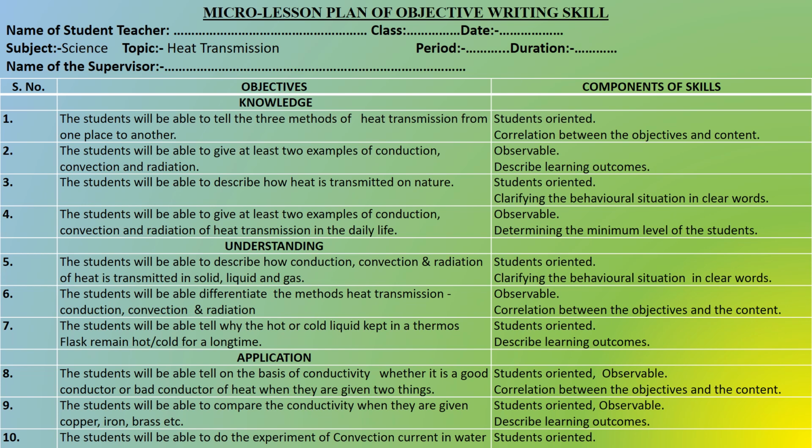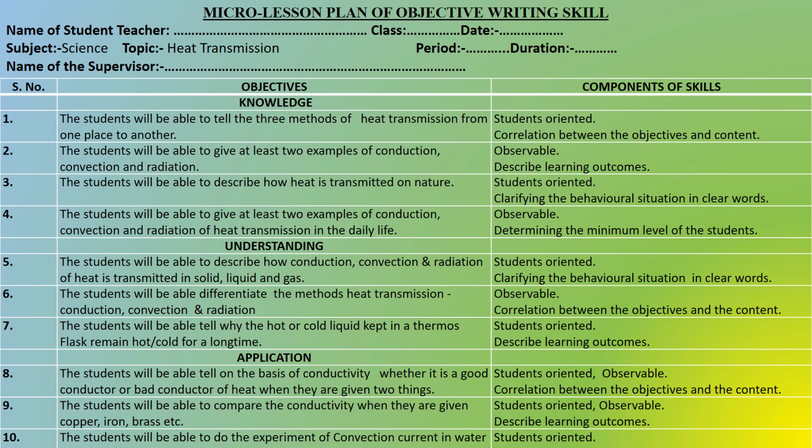Now in the table below, I have made 2 columns, one depicting the objectives and one depicting the components of the skill. In the objectives, I have first discussed the knowledge objective, in which I have said that the student will be able to tell the 3 methods of heat transmission from one place to another. The components used are student oriented and correlation between the objectives and content.